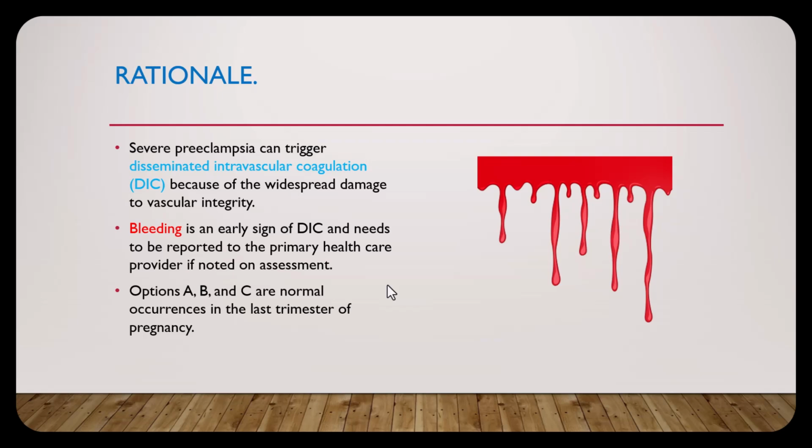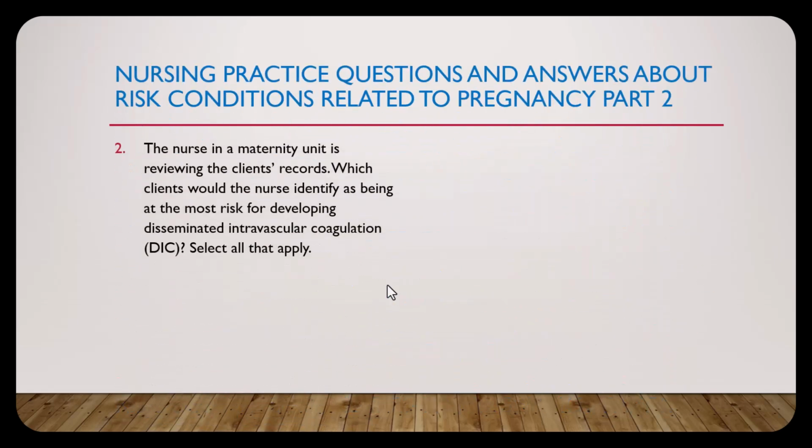Now let's move to the second question. The nurse in a maternity unit is reviewing the client's records. Which clients would the nurse identify as being at the most risk for developing disseminated intravascular coagulation? So select all that apply. So these are the options.